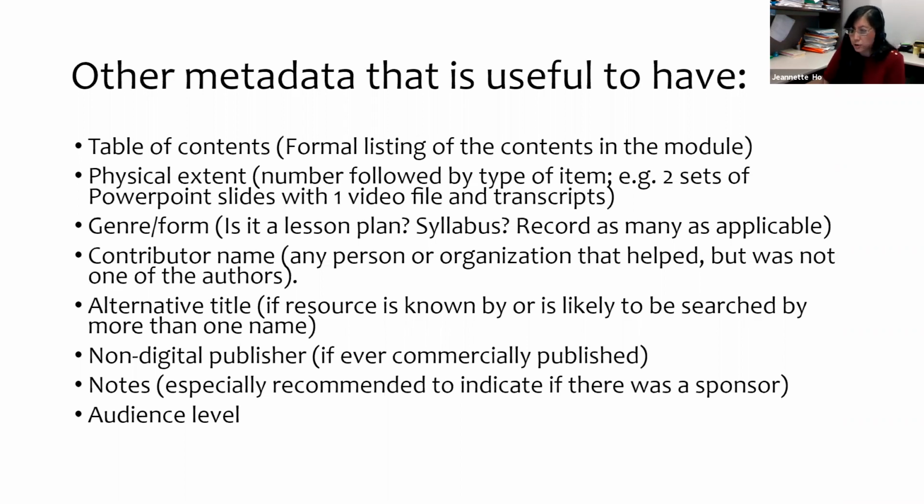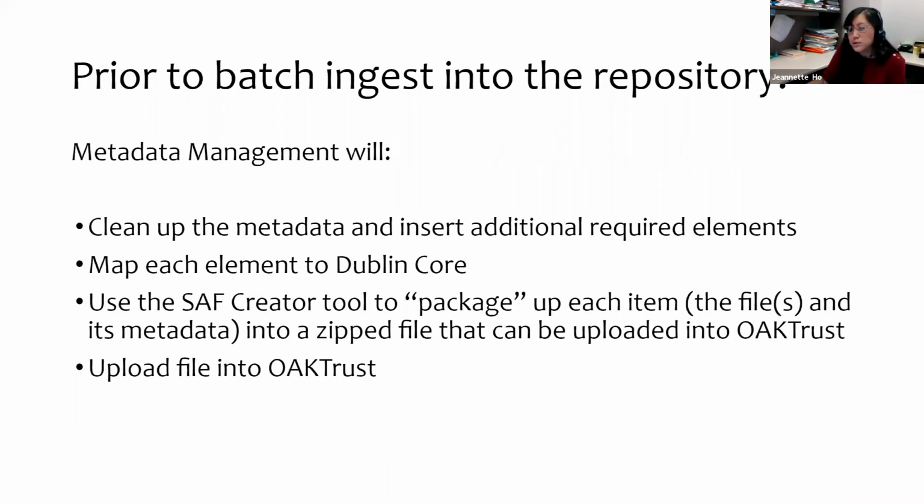And so we basically encourage them to fill out this extra information as much as they are able to. Once they are done filling this out, they return it to metadata management. We do any necessary remediation, insert any missing elements, make sure everything's controlled for the elements that are controlled in Oak Trust, map them to Dublin Core, and we use an internal tool we call the SAF Creator tool. What this does is package up each item, all the files as well as the accompanying metadata spreadsheet in a CSV form, and we zip it up and upload it into Oak Trust.